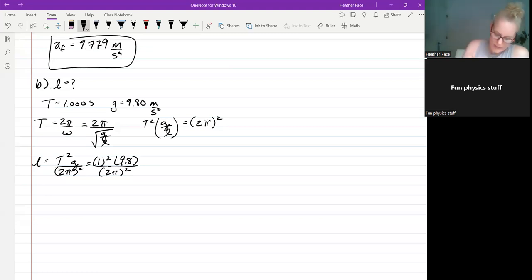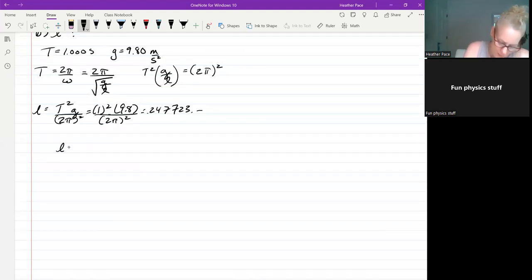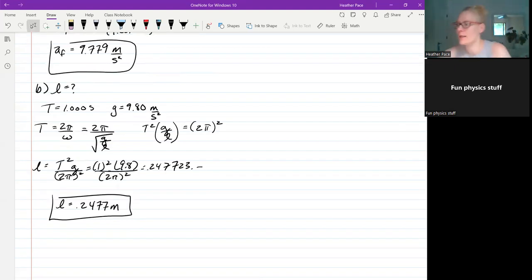All right, and we get 0.24773, blah, blah, blah, or L equals 0.2477 meters. Sorry, that one was ugly because I didn't solve it in advance. All right, now we're moving along. 254.